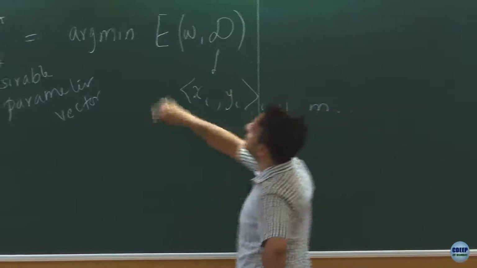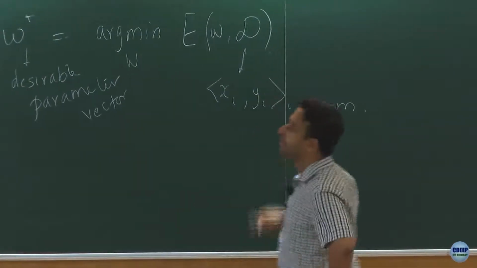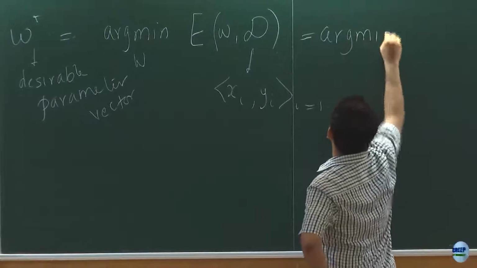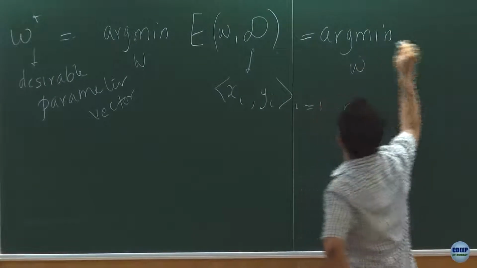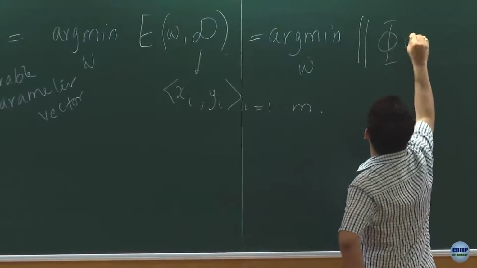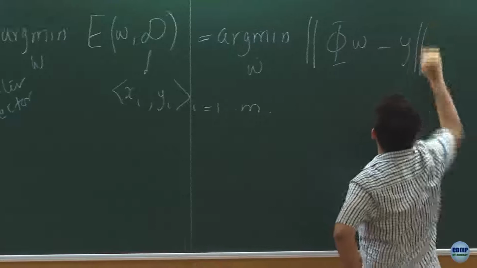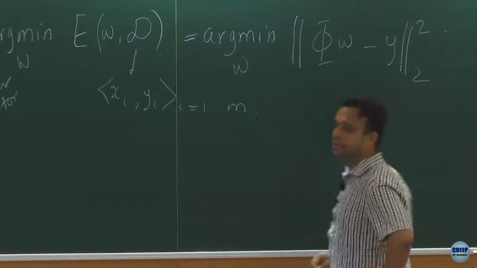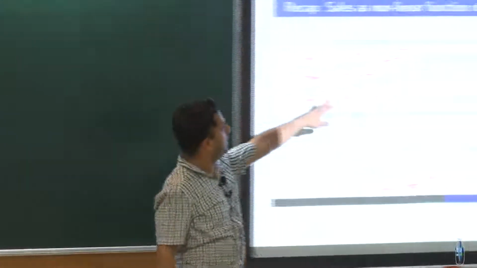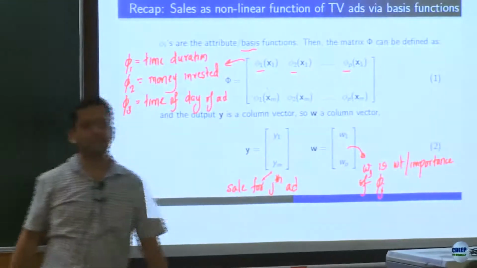Now more specifically, this error function that we had identified as one of potential interest was the sum of square error, and we had derived this to be phi W minus y, L2 norm squared, where the w, y and phi, capital phi, are exactly as shown on the slide. So we have gone this far.